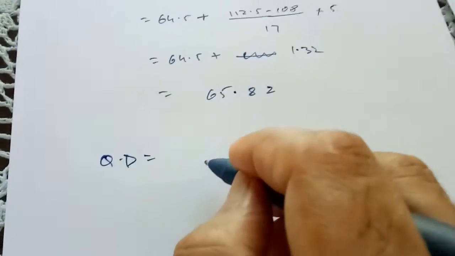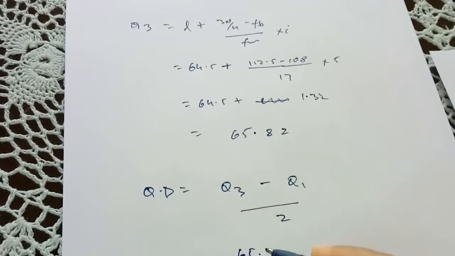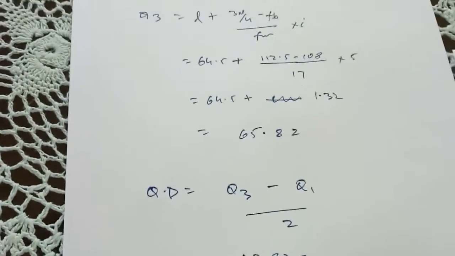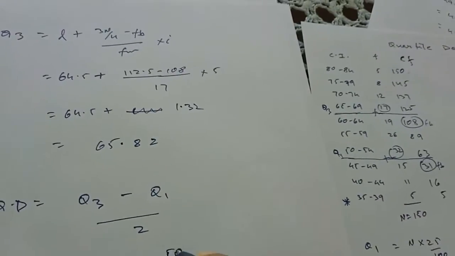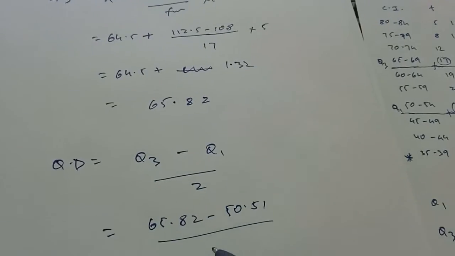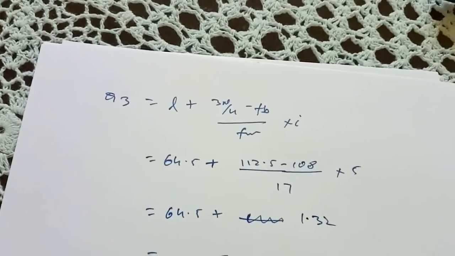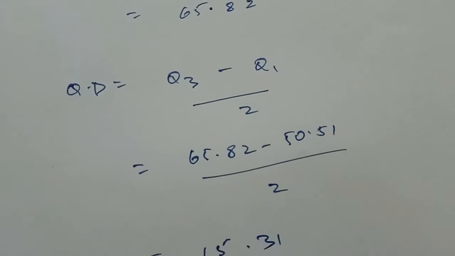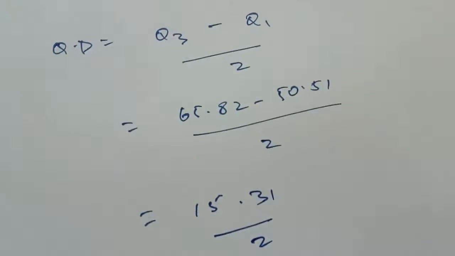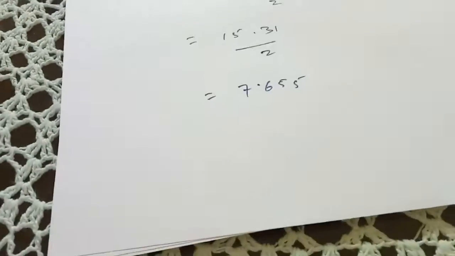Now we come to the last step wherein we calculate the quartile deviation. QD equals Q3 minus Q1 upon 2. What are the values? 65.82 minus Q1, which we have just calculated, 50.51. Divided by 2. You could do this calculation. 15.31 divided by 2, which is equals to 7.655. That is the value of quartile deviation.